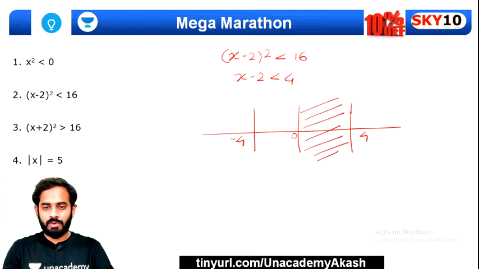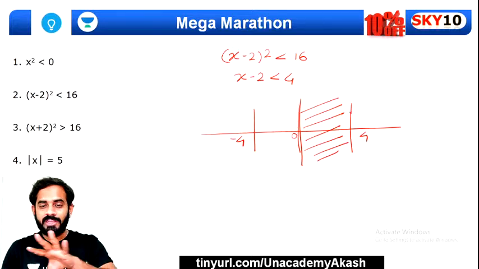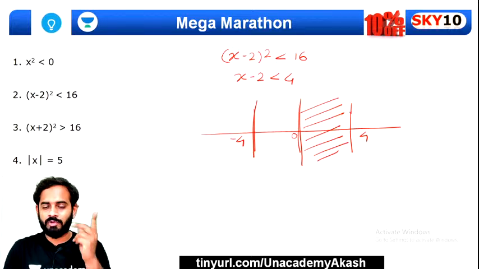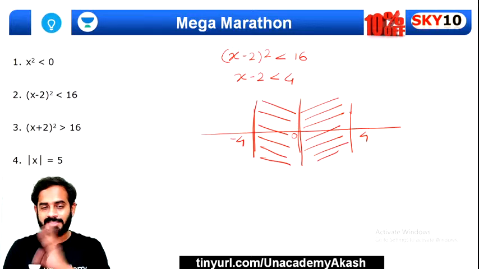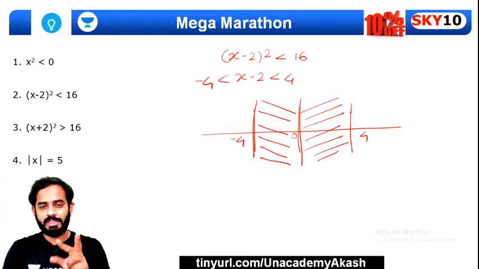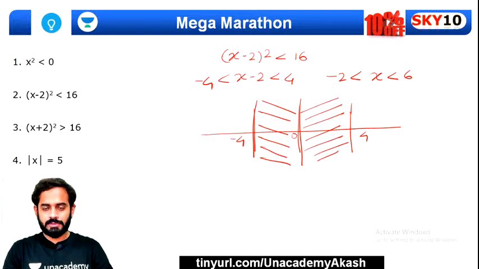Now whenever you take the square root of any particular inequality, you have to take the mirror image about the y-axis, like this. If you take the mirror image, you get two areas now. x minus 2 is less than 4 and x minus 2 is greater than minus 4. Now just shift this minus 2 to both sides. You will get x is less than 2 plus 4, that is 6, and x is greater than minus 2. So this is the range.